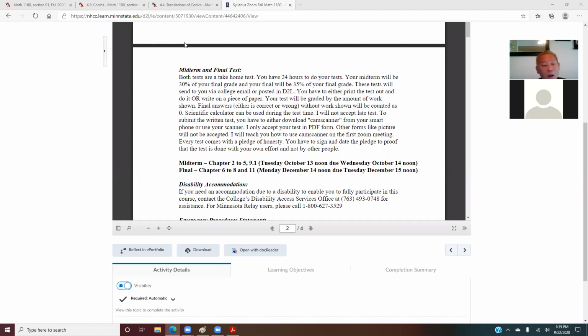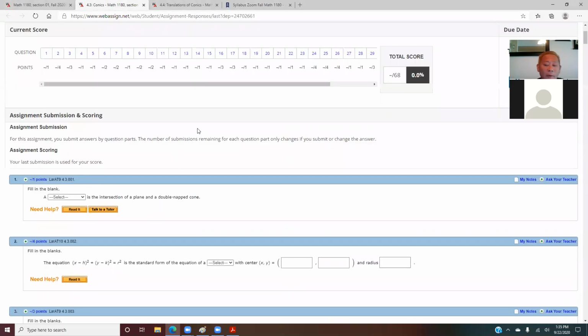All right, today we are concentrating on 4.3 and 4.4. So let's talk about 4.3. Anyone have any questions on 4.3? So we talk about 4.3 first. Questions on 4.3.